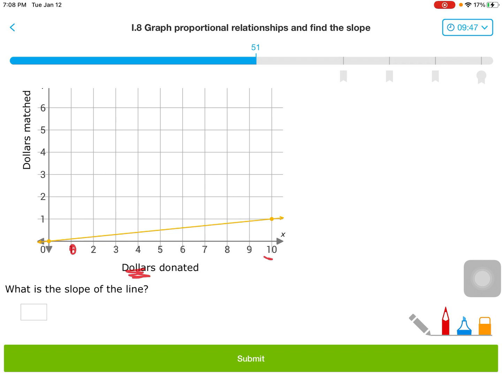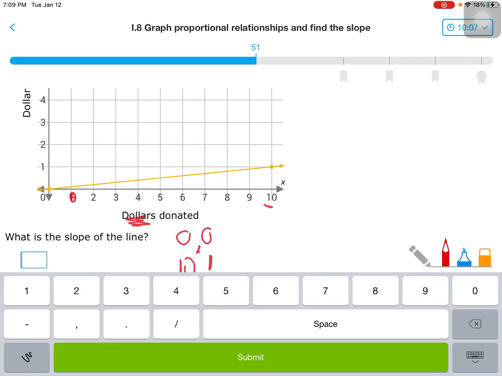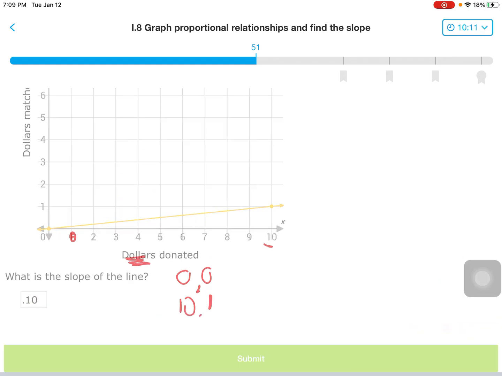Another way to look at it is you have the point 0, 0, that's a comma, and then you also have the point 10, and then up 1. So if I looked at this as a division problem, I believe it is going to be point 10. Let's see how we did.